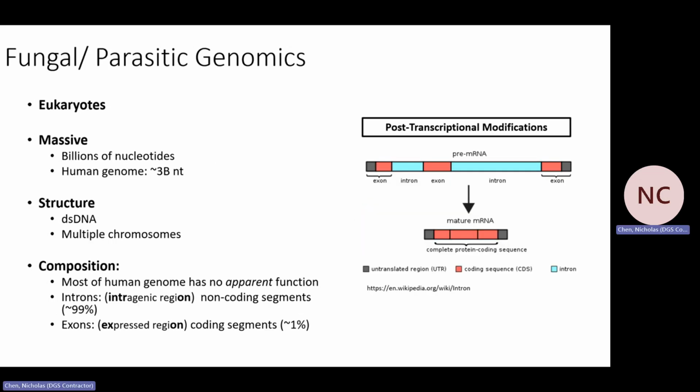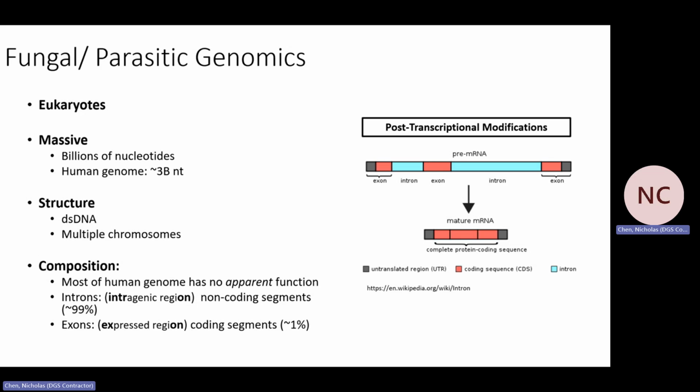Finally, we can look at the genomes of both fungi and parasites under the umbrella of eukaryotes, which contain both a nucleus and other membrane-bound organelles. These organisms have significantly larger genomes than both bacteria and viruses, oftentimes being comprised of billions of nucleotides, as is the case with the human genome.